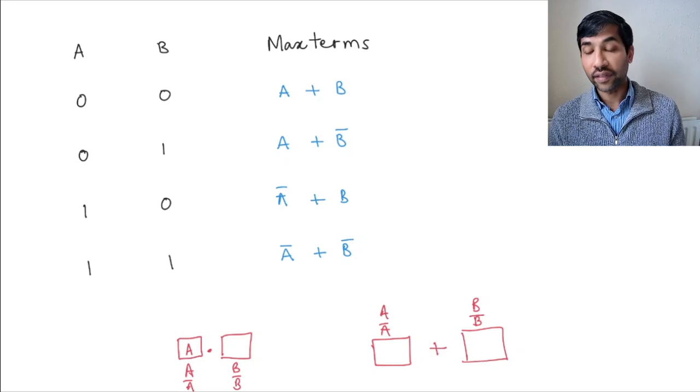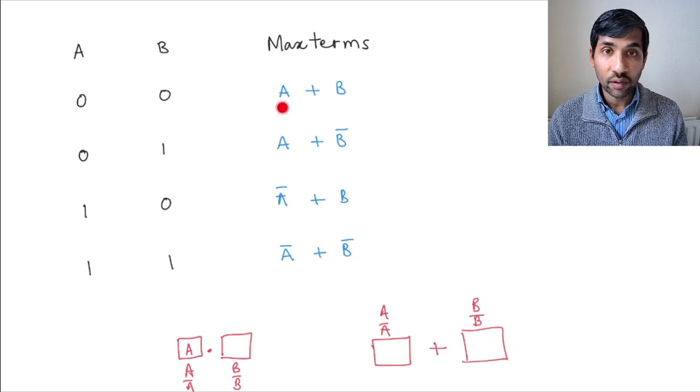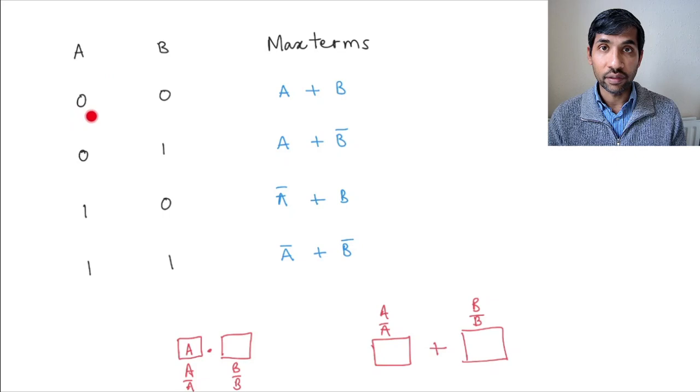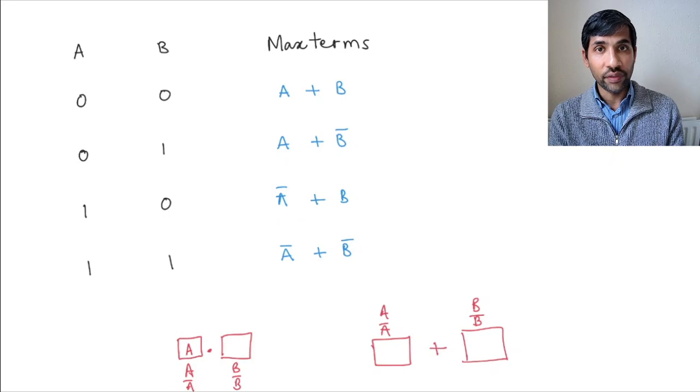Now notice what is happening here. There's something different from min terms. Here we are writing the input directly when the input is taking the value of 0. And when it is taking the value of 1, we write the complement of the input, which is different from the min terms. So you can express the Boolean expression or the truth table in terms of max terms as well.